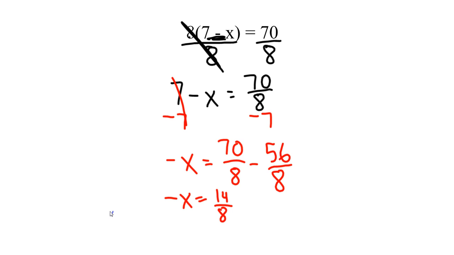Last thing we have to do here is get rid of this negative in front of our variable. Now remember, that's a negative 1. I'll just divide both sides by a negative 1. That's going to flip the sign for me, and it's going to give me that x is equal to negative 14 over 8. So really I can solve the equation both ways. I personally think it's easier to use the distribution first and then go about solving the equation.